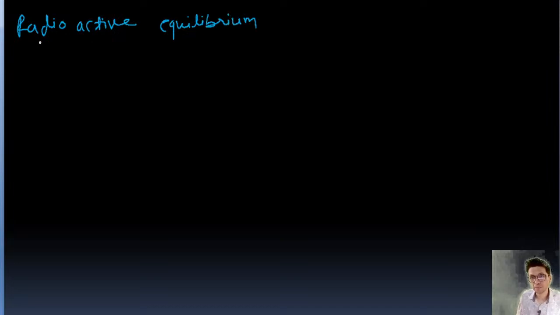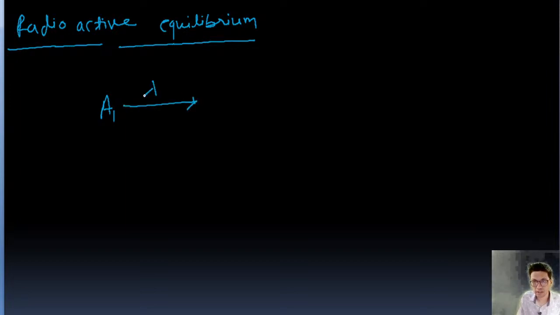This is also very important, guys. Okay, radioactive equilibrium. So I'll show you one radioactive reaction. This is the parent nuclei A1. This decays into A2, and then this decays into A3.